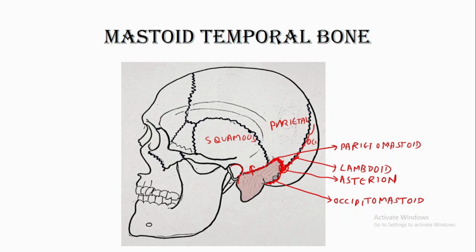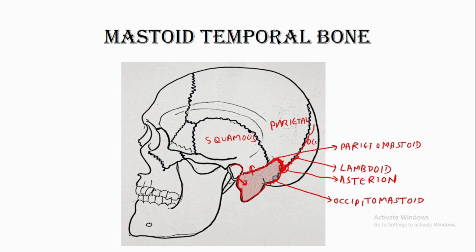Coming to the mastoid process, it is a projection of the mastoid temporal bone, of the lower part of the temporal bone. It is present posterior inferior to the external acoustic meatus, and it appears during development. It appears during the second year of life.